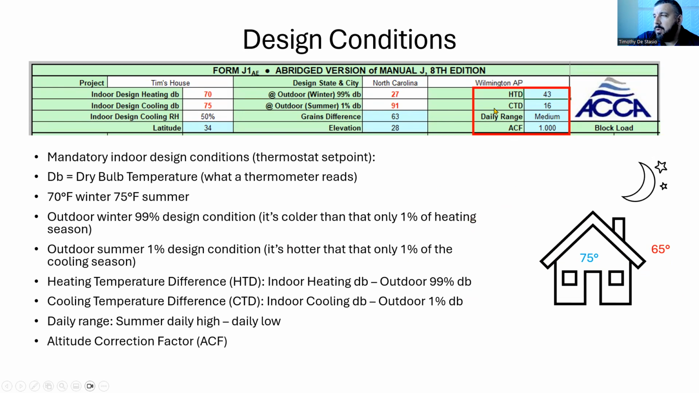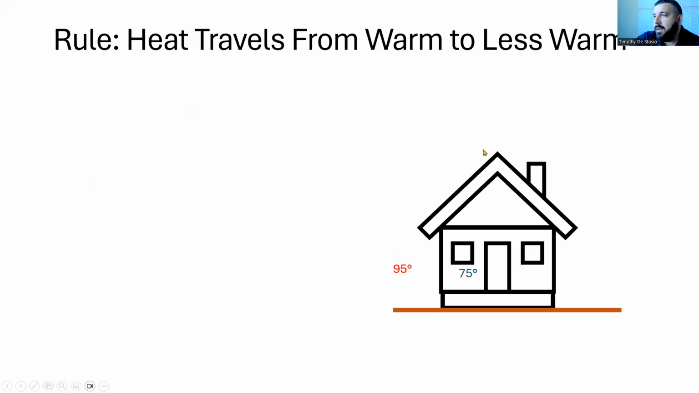The software will throw all these numbers in here and do all the math behind the scenes for you. Back in the day when we had to do Manual Js or use the ACCA speed sheet, which is what this is a screenshot of, we had to pay a lot more attention to this stuff. But the great thing about software is as long as you feed it the right information, it's going to feed you back the right information.